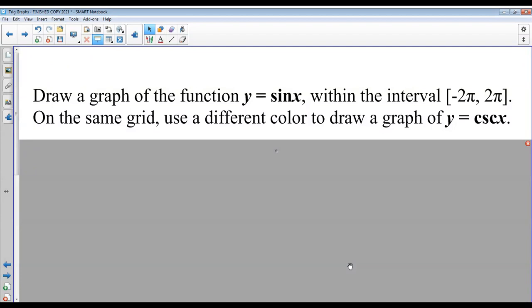And then when you're done, you can unpause the video. So pause while you're doing that. When you're done, you can unpause and we'll talk about cosecant and secant. So go ahead and do that now, please.